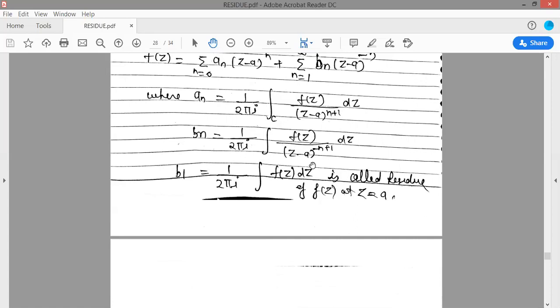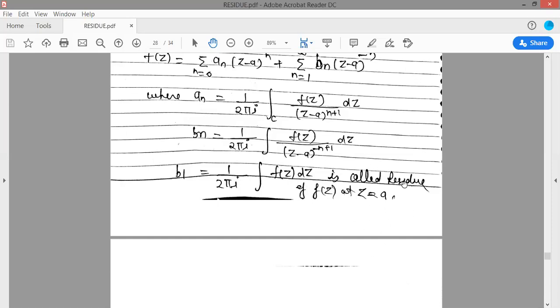So just put n equal to 1 here, because n equal to 1 means a pole of order 1, that is, a simple pole. So b1 is equal to 1 upon 2 pi i integration of f(z) dz, and this is called the residue of f(z) at z equal to a.